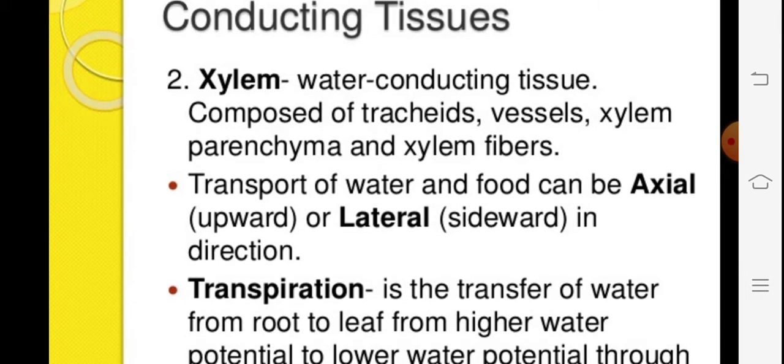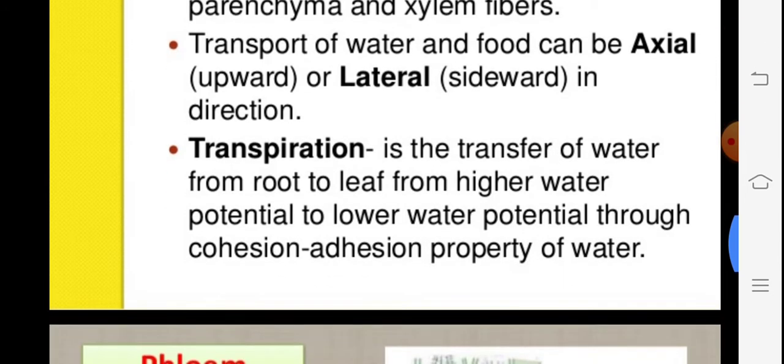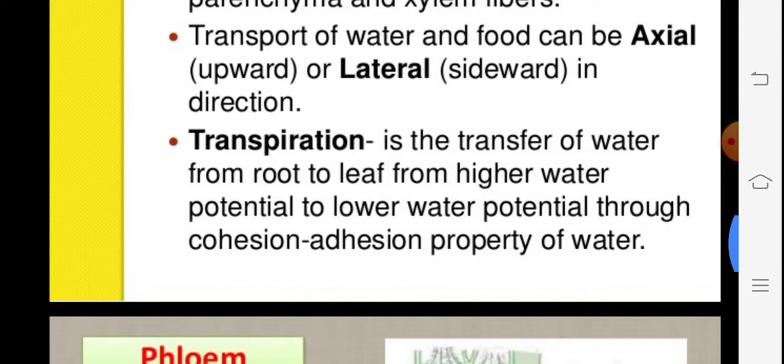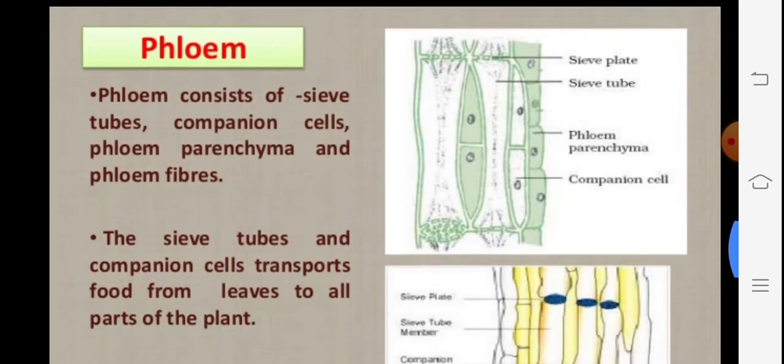Then, in the axial and lateral sideward direction, the transport of this water and mineral takes place. Transpiration is generally the transfer from root to the leaf, so water potential works through the cohesion and adhesion type of property.